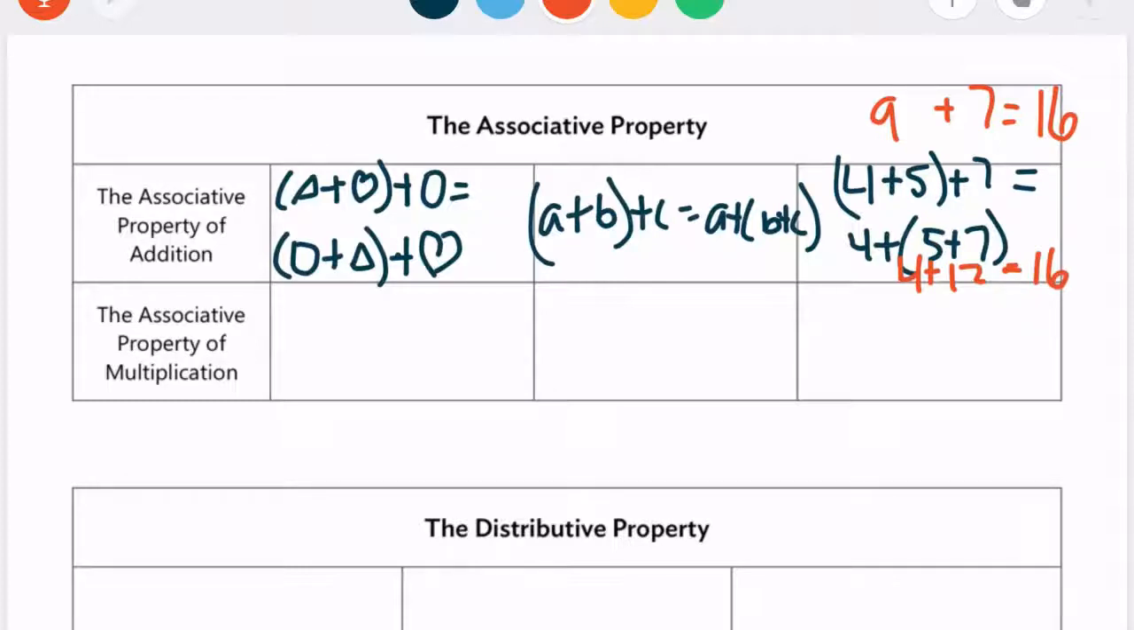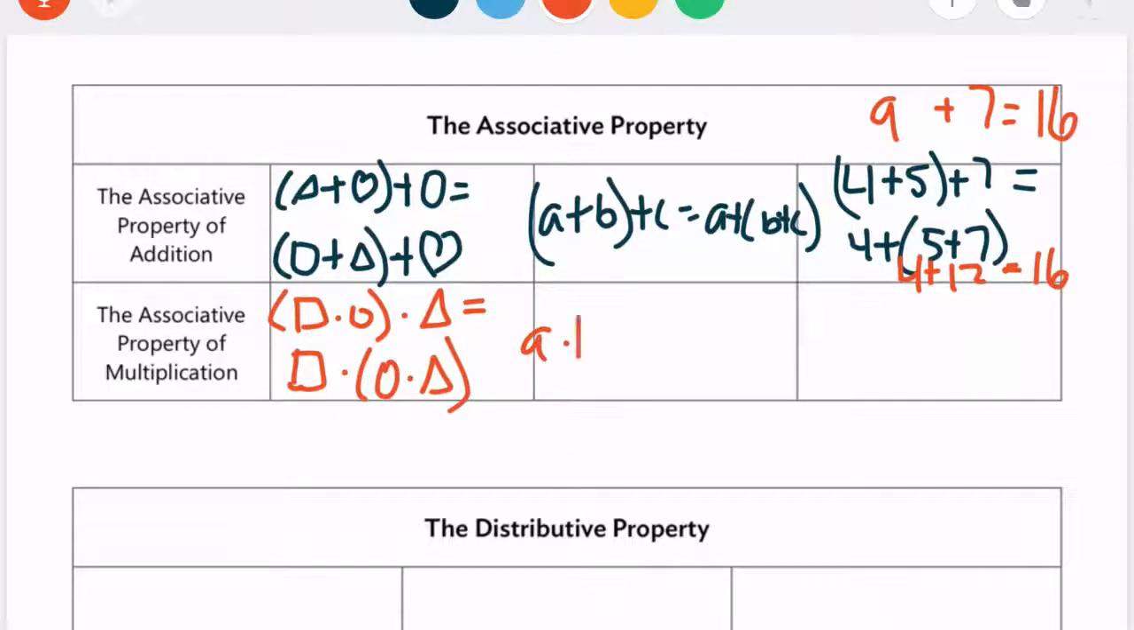Moving on to the associative property, it is the same thing, except now we are going to use multiplication signs because it's the associative property of multiplication. So again, I'm just kind of shifting around what is inside the parentheses. It's the same variables, it's the same numbers, it's the same order, we're just kind of shifting what is in the parentheses.